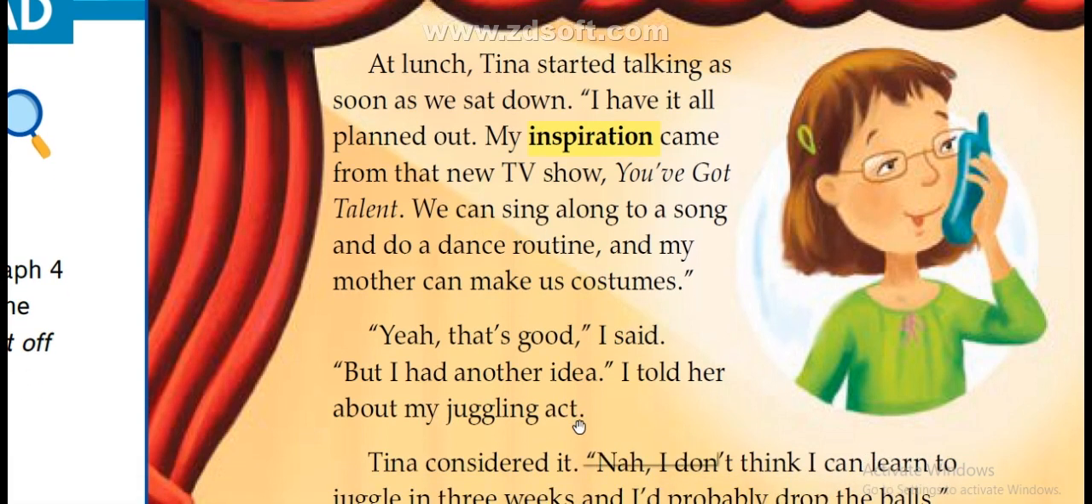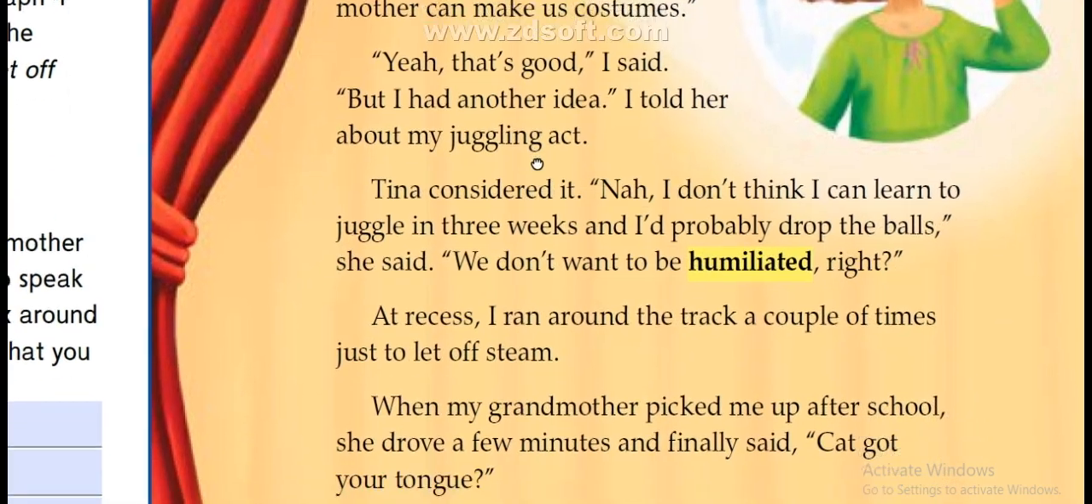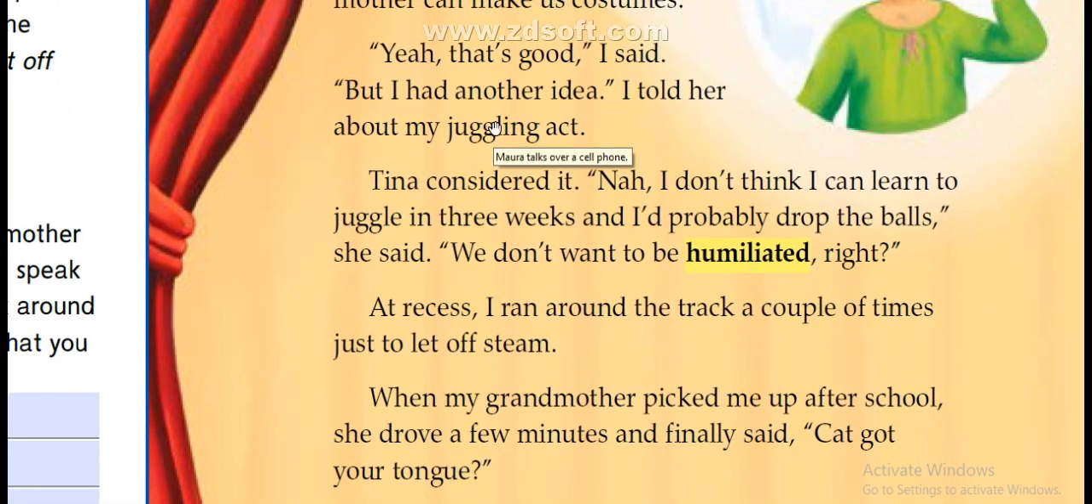So Mora spoke up. She did speak up now. She told her that she has another idea. She told her that she wants to juggle, so she wants to do a juggling act. Juggling means playing with the balls, the act that I showed you on the first page.